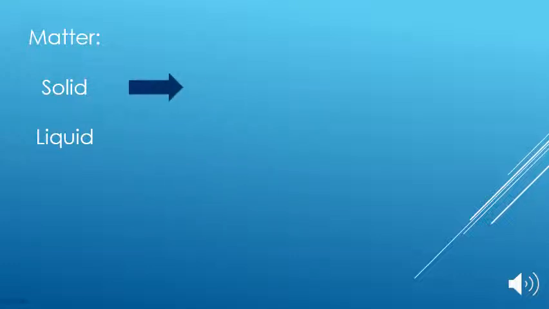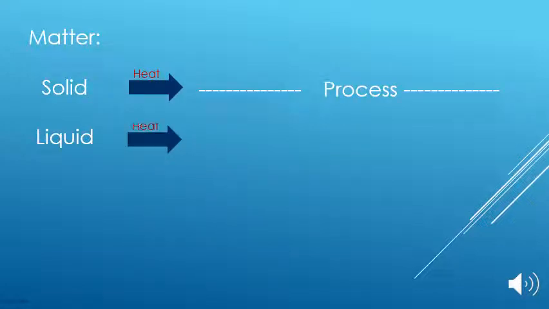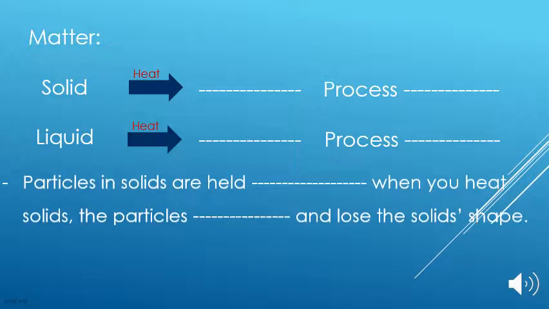Let's check if you understood the lesson. Here you have kinds of matter, solid and liquid. The solid, if you heat it, it will change into a liquid, and we call this process melting. If you heat the liquid, it will change into a gas, and we call this process evaporating. Now fill in the blanks.